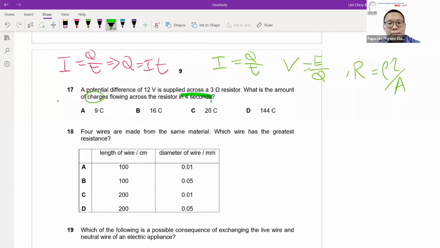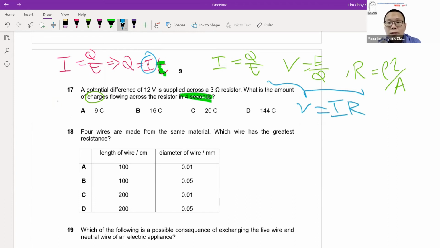I got the time. So now what I lack is the current. So I should go and look at the current. Remember, other than the three basic formulas, we have one main formula that we always like to use, which links all the three factors together, which is Ohm's law, V equal to IR.